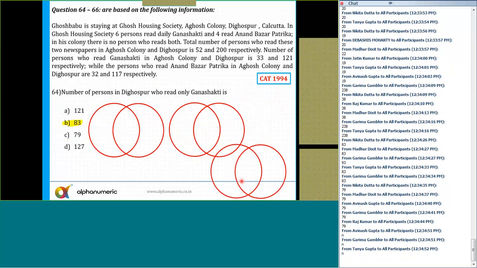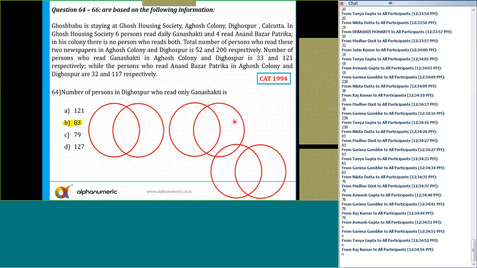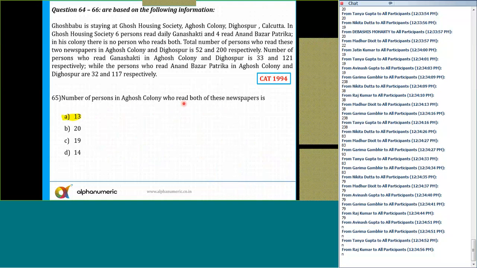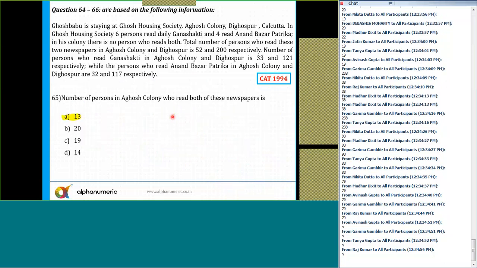Okay. Number of persons in Digosur who read only Ganshakti. So Digosur and only Ganshakti, that is 83. Number of persons in Agos colony who read both the newspapers. Agos colony, both the newspapers, that is 13. So that's why option A.